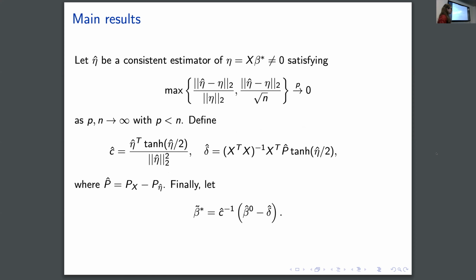To be a little more specific, we're going to say eta hat is our estimator of x beta star, and we're going to call x beta star eta. Then we define c hat and delta hat to be those quantities, where I've taken the expressions for c and delta on the previous slide and plugged in eta hat wherever eta appeared. Then we let beta tilde star be our estimator of beta star. All I've done is invert that linear relationship and estimate the quantities c, beta naught, and delta. So that's our estimator.